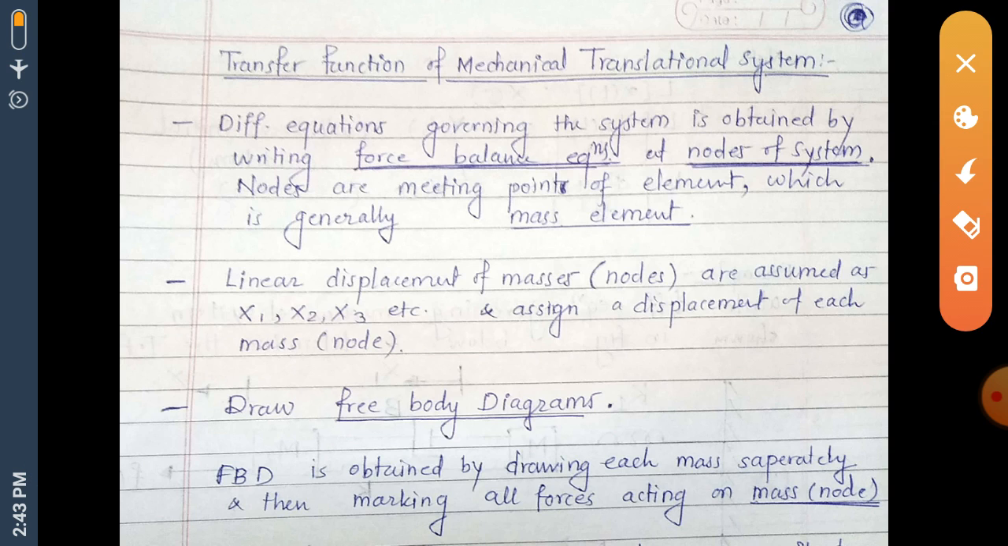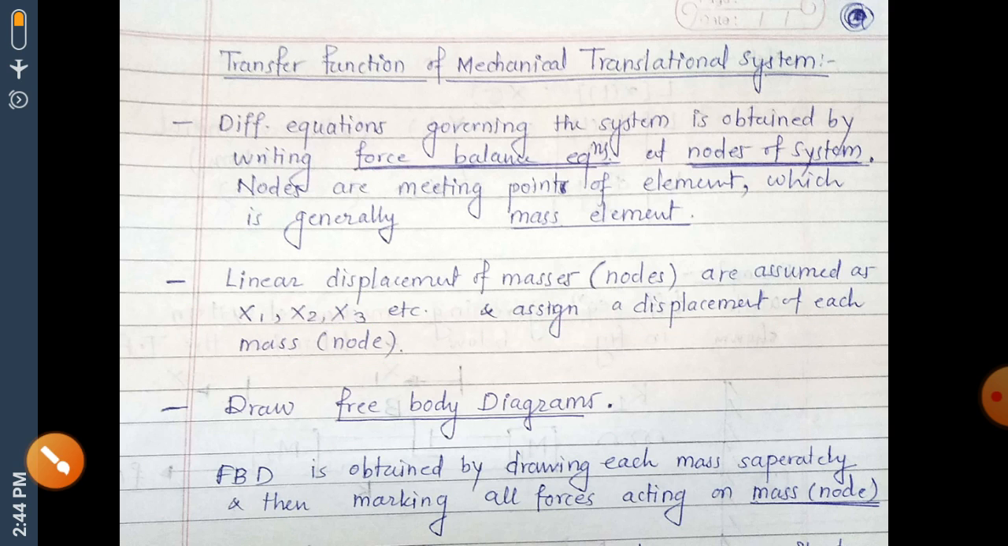Now the linear displacements of the masses, that is the nodes, are assumed as, let's say, x1, x2, x3, etc., depending upon how many masses are present in that system, and we assign a displacement to each mass, that is each node. So it is clear from this statement that the number of displacements depends on the number of mass elements present in our physical system.